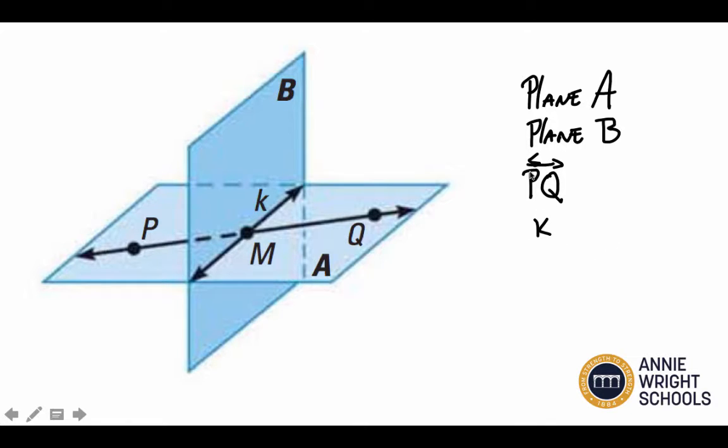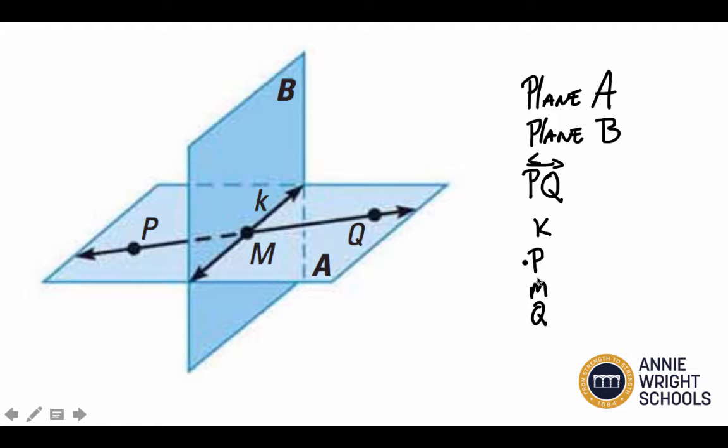Now there's lots of ways to name line PQ. You could have named it line MQ. You could have named it line QP. But K is the only way to name this line. There's no other point on it that we know. And then the other thing you may have seen are the points P, M, and Q.